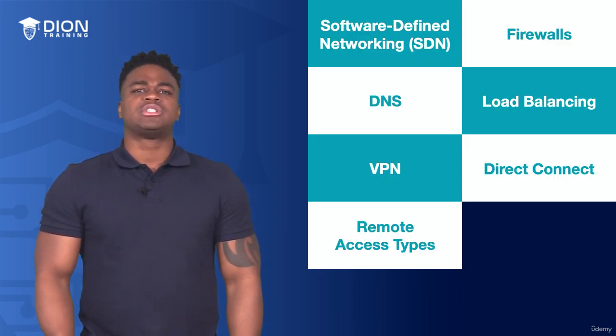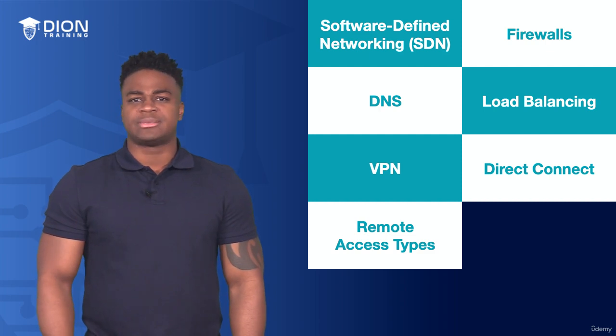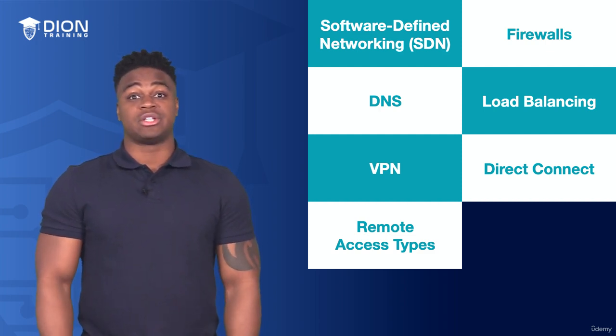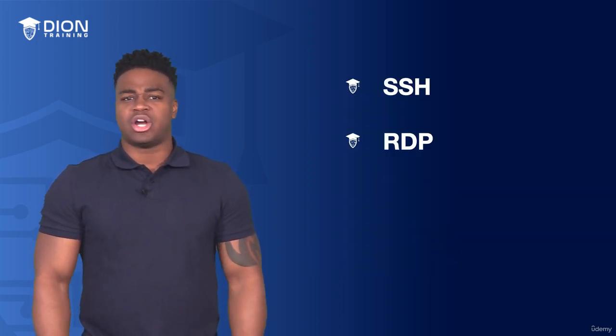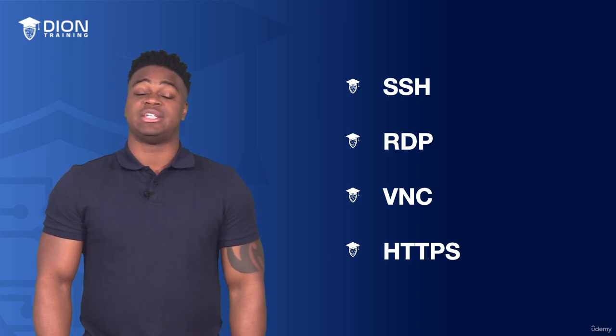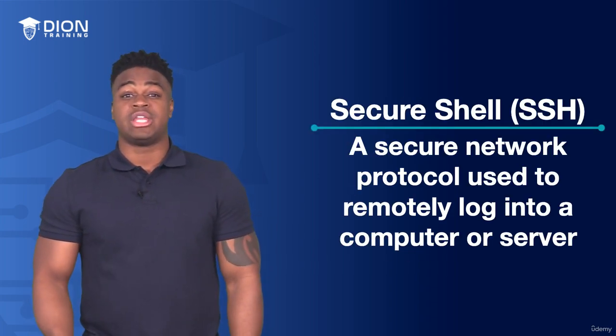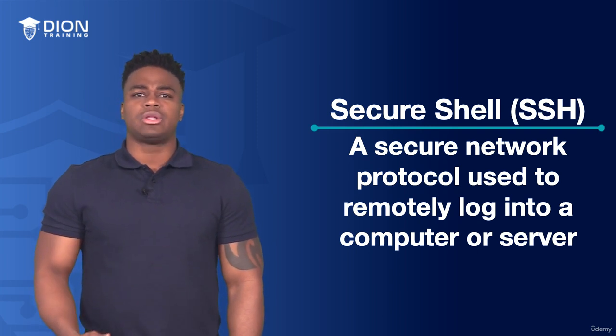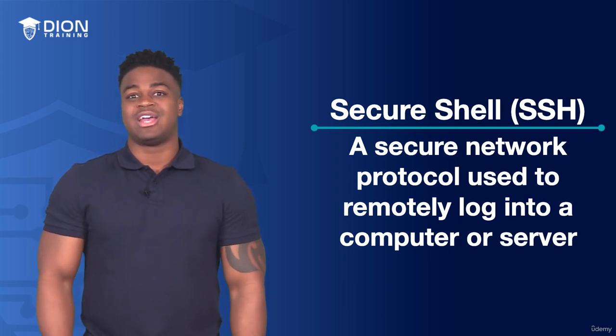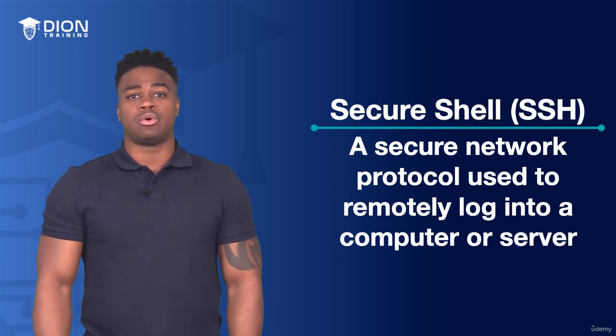After that, we will discuss the different types of remote access types that are available for use with cloud-based services, including SSH, RDP, VNC, and HTTPS. Secure Shell, or SSH, is a secure network protocol that is used to remotely log into computers or servers. SSH provides secure encrypted communications between two untrusted hosts over an unsecure network.